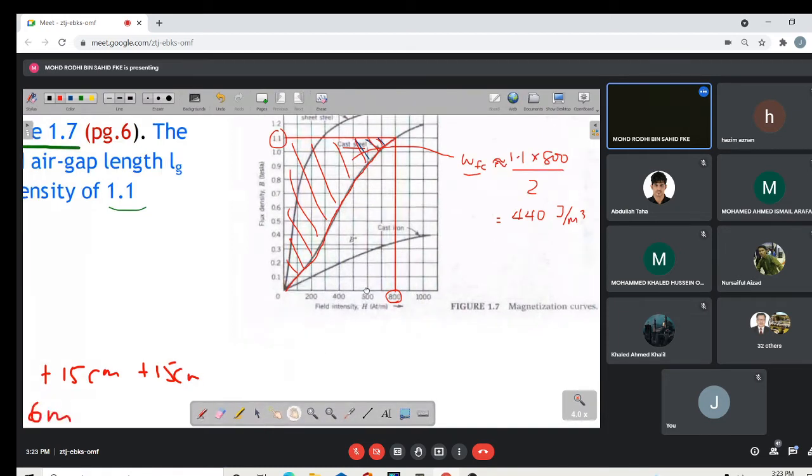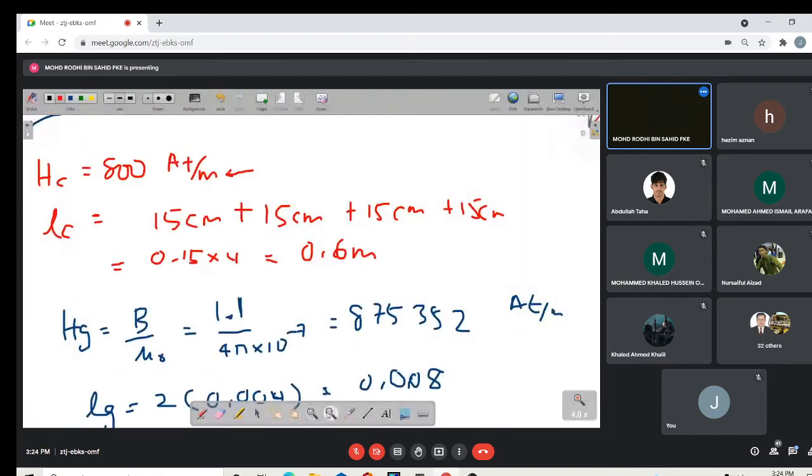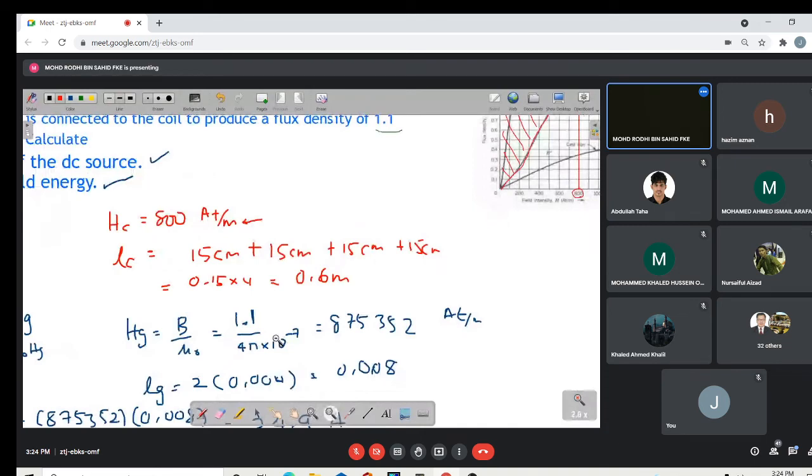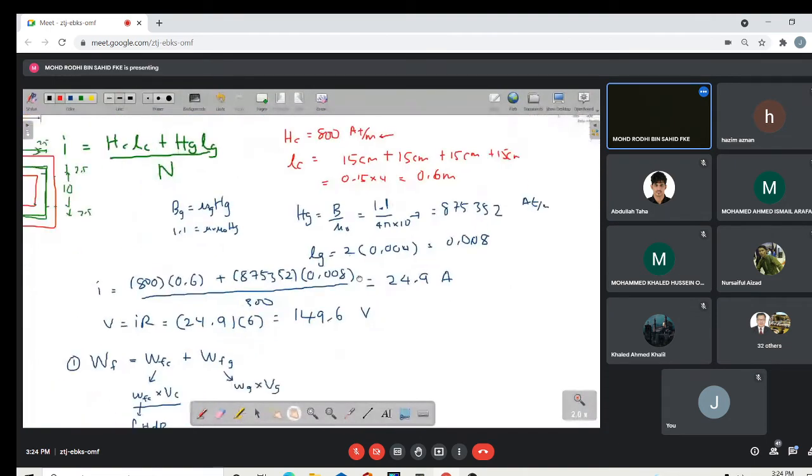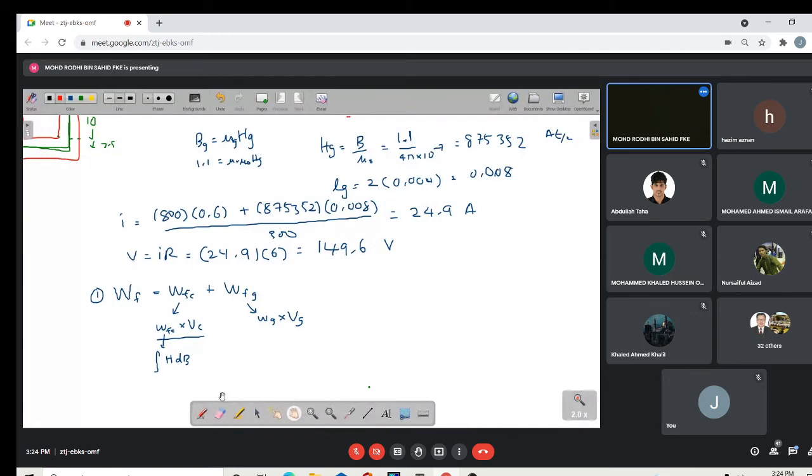Next is what? We have to find the VC. What is VC? VC is the volume of the core. Okay, it is the volume of the core. So basically, how to get it? Length and width and height. How to get the volume of the steel? Length and width and height.